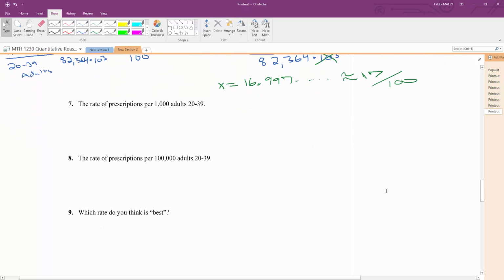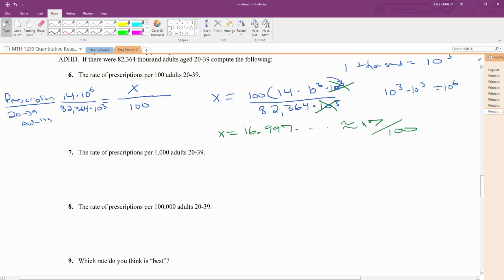So number 7 is where we're writing the rate. To write this out, we would have 17 prescriptions per 100 adults ages 20 to 39.